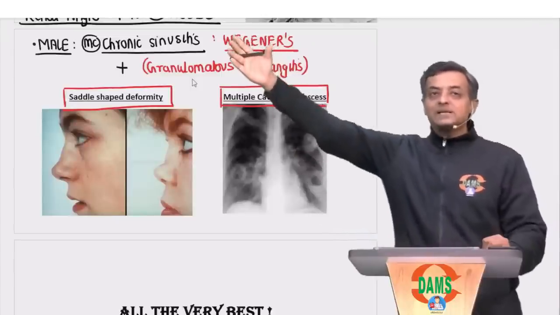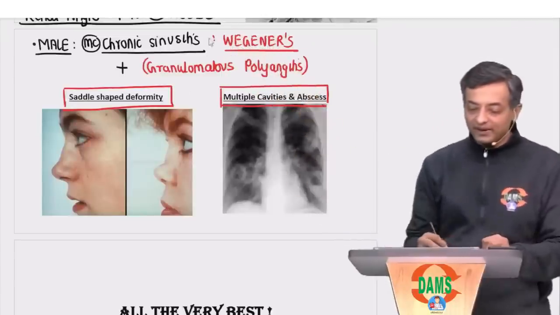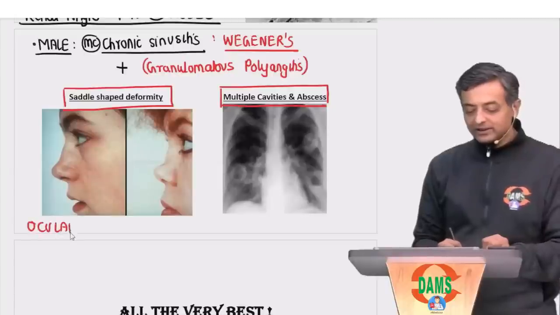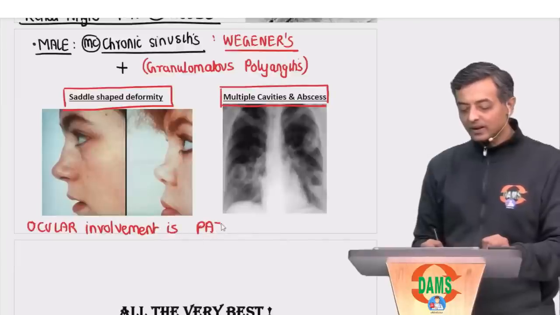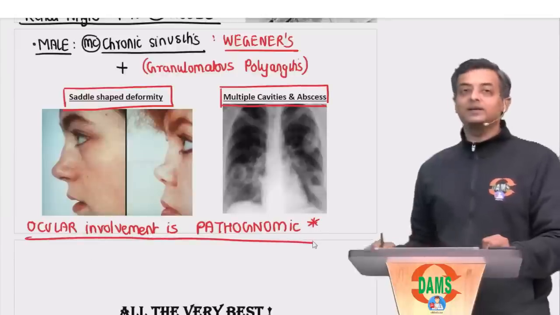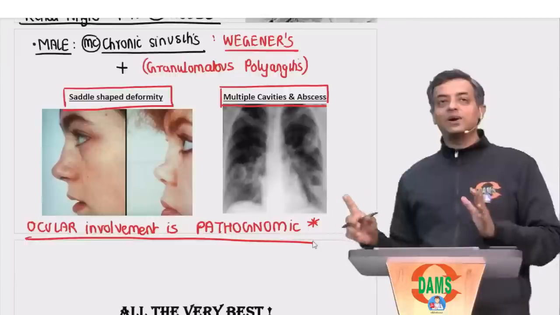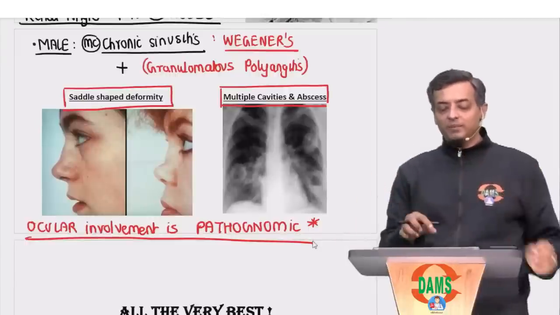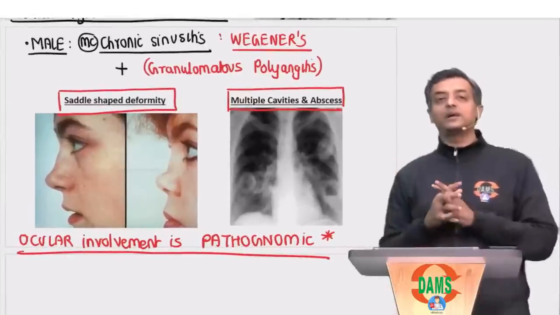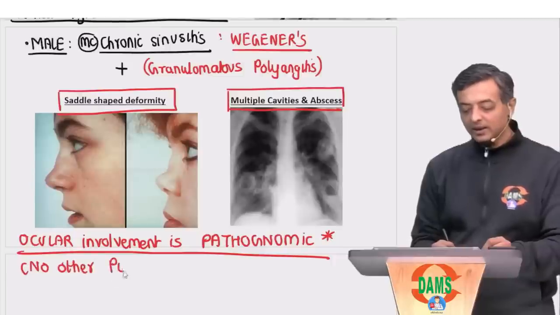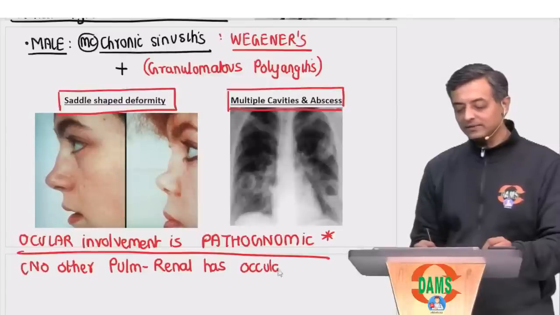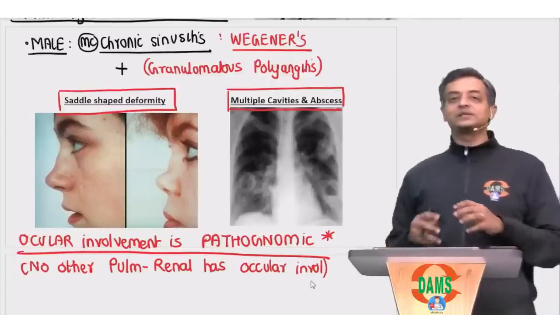So the common site is the upper respiratory tract. Lung can be affected. But the pathognomonic feature is ocular involvement. Ocular involvement is pathognomonic of Wegener's because no other pulmonary renal syndrome has ocular involvement. That is why it is specific for the diagnosis of Wegener.